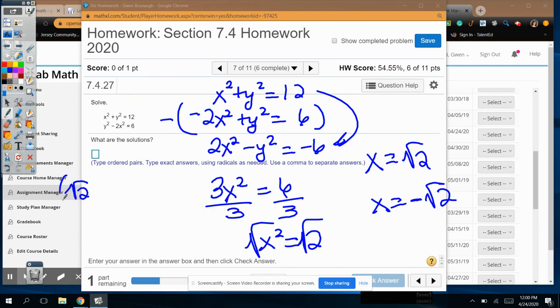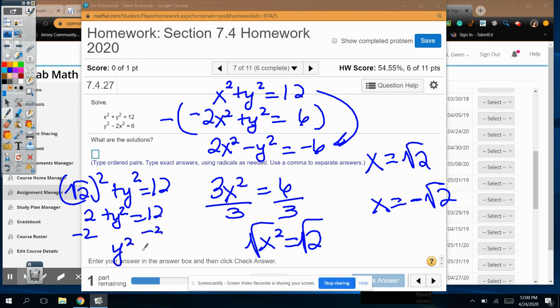The square root of 2 squared plus y squared equals 12. Well, that's 2 plus y squared equals 12. Minus 2, minus 2. So y squared equals 10. Square root, plus or minus. So it's square root of 2, square root of 10, or square root of 2, negative square root of 10, because I got two outputs there.